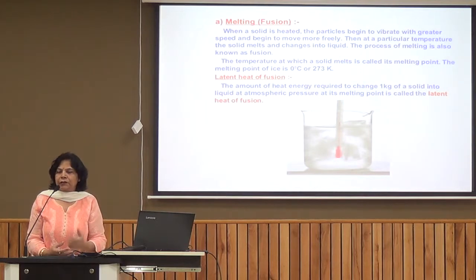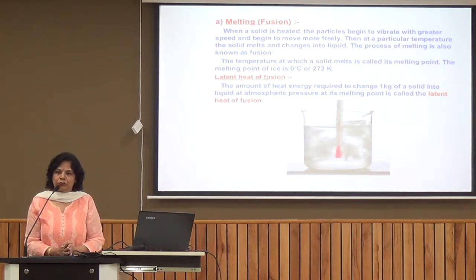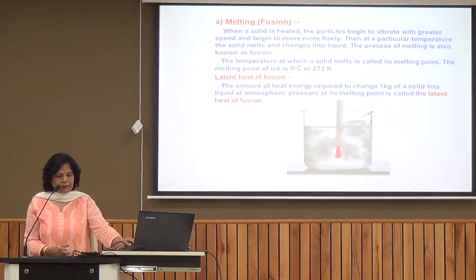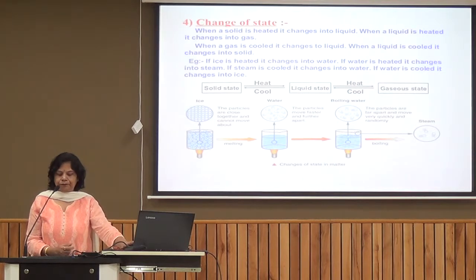Latent means hidden, the heat which gets hidden during the fusion, and we can define latent heat of fusion as the amount of heat required to convert 1 kilogram of solid into liquid at its melting point at atmospheric pressure. So this heat does not increase the temperature, rather it is used up in overcoming the forces of attraction. That is why we don't see the change in temperature. Now let us see what happens when liquid is heated.